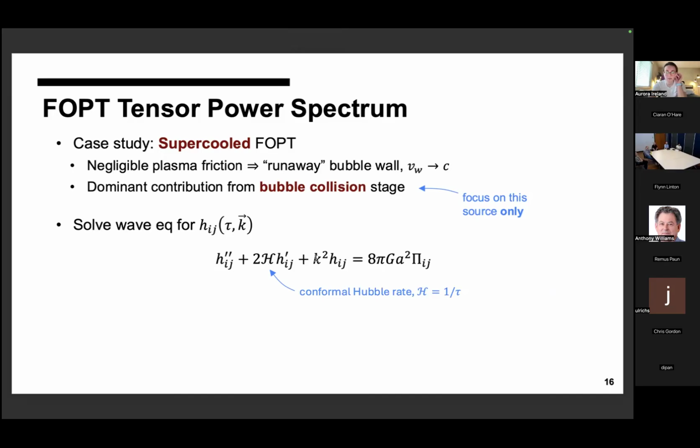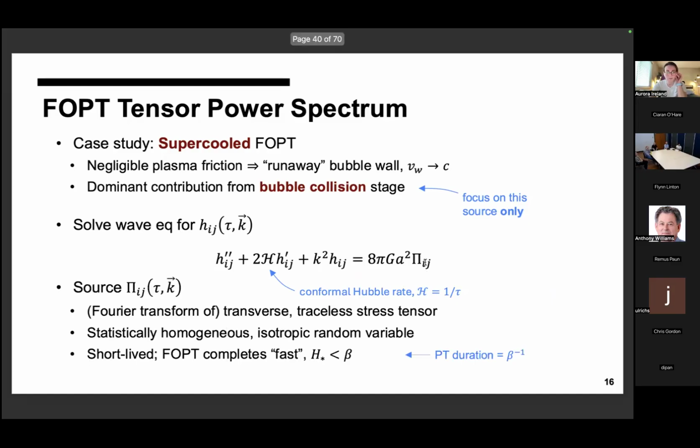K is just whichever mode I'm looking at. This is the Fourier space guy. And then this pi ij is the source. It's the Fourier transform of the transverse traceless stress tensor, which is some statistically homogeneous isotropic random variable.